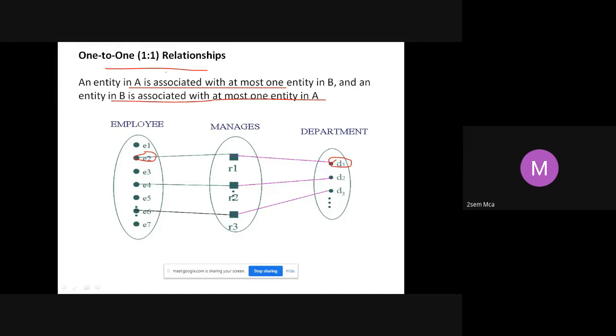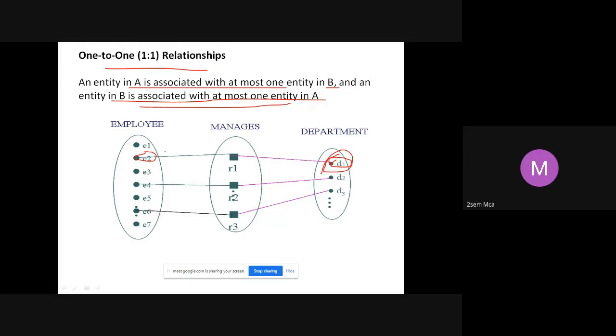An entity in A is associated with at most one entity in B. That's one part. That means what? One employee can only be a manager for one department. That is from left to right. And an entity in B is associated with at most one entity in A. Every department can have only one manager. You cannot have more than one. That is your 1 to 1.